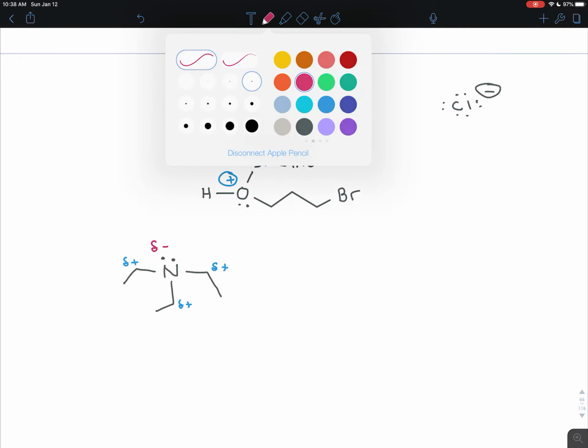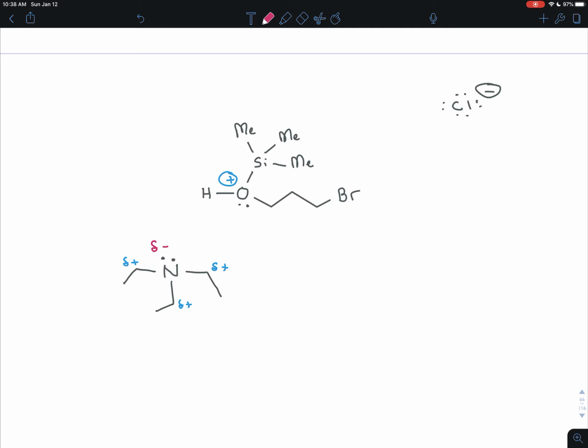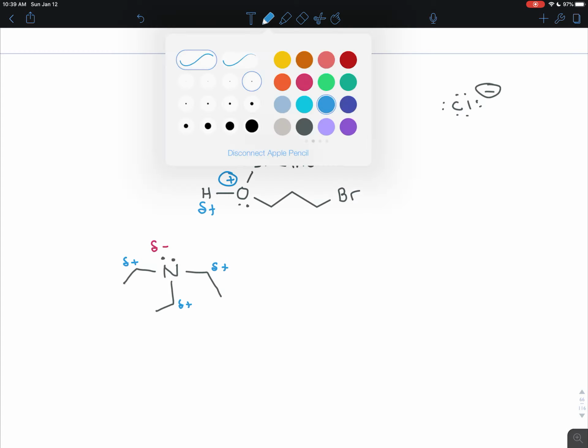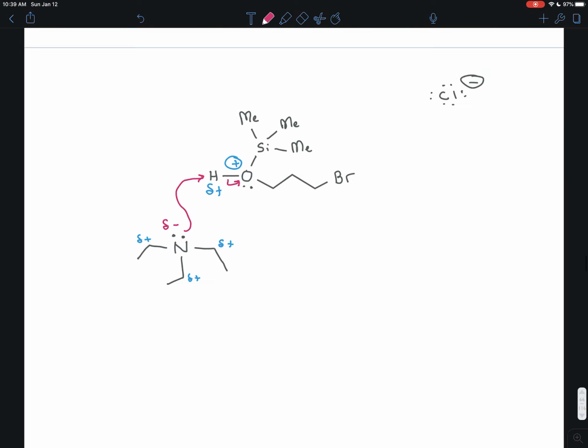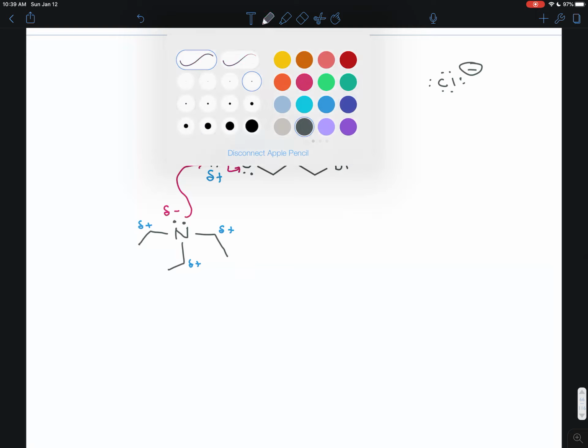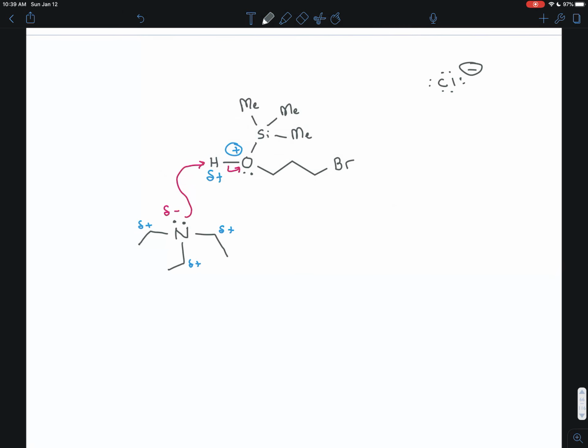And remember, this oxygen pulls electron density towards itself normally. With a full positive charge on it, it pulls electrons to itself even more. This hydrogen becomes really slightly positive, and so the nitrogen can act as a base and steal the hydrogen. That will snap the electrons back onto the oxygen and stabilize that molecule.